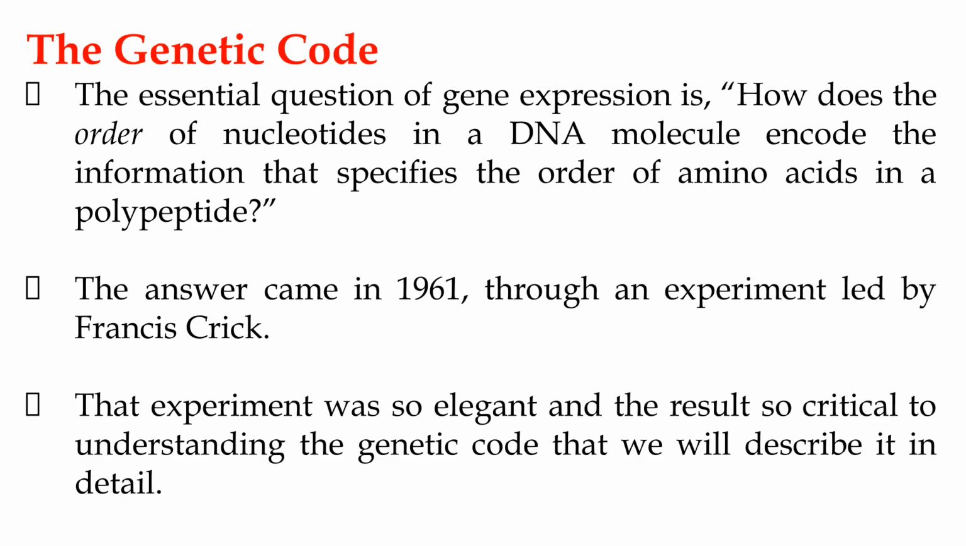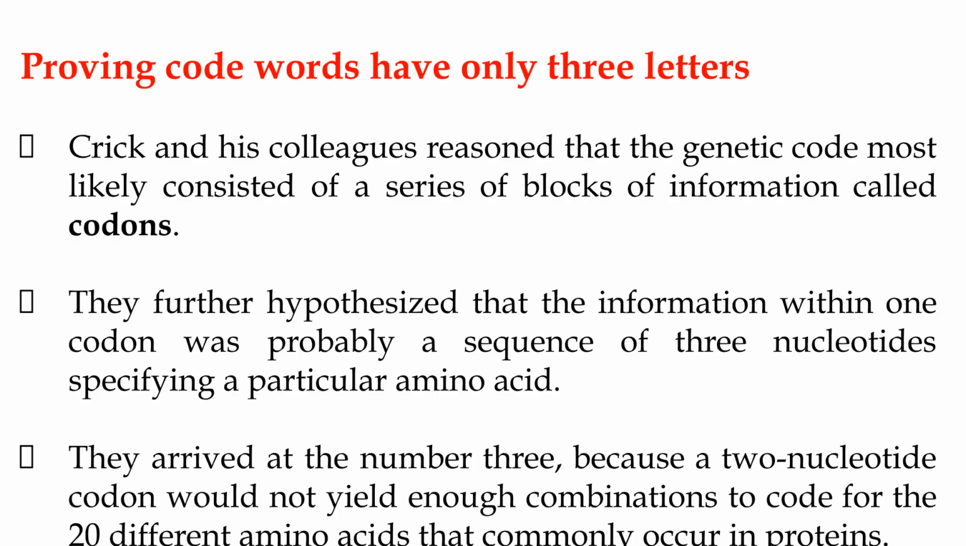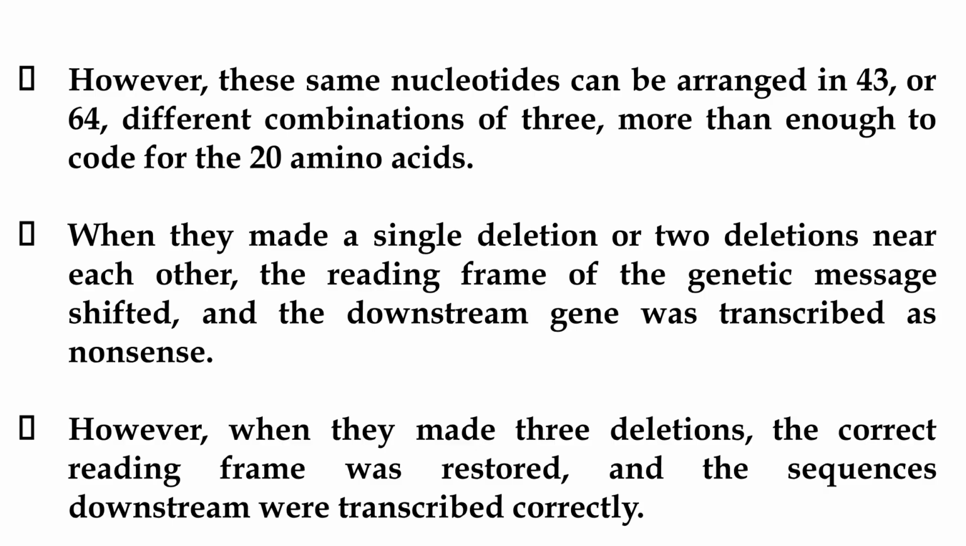The central dogma of molecular biology states that information flows from DNA to an RNA copy, which then directs the assembly of amino acids into a protein. Understanding the genetic code is crucial. How does the order of nucleotides in DNA specify the order of amino acids in a polypeptide?